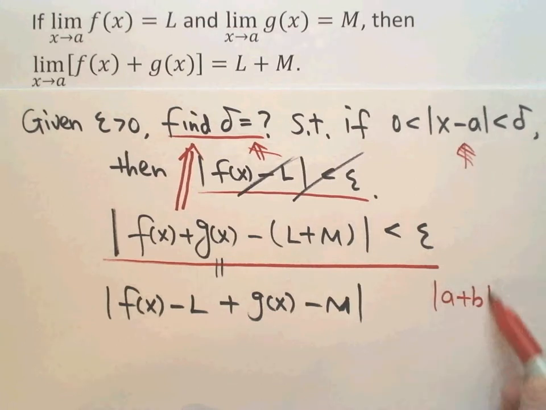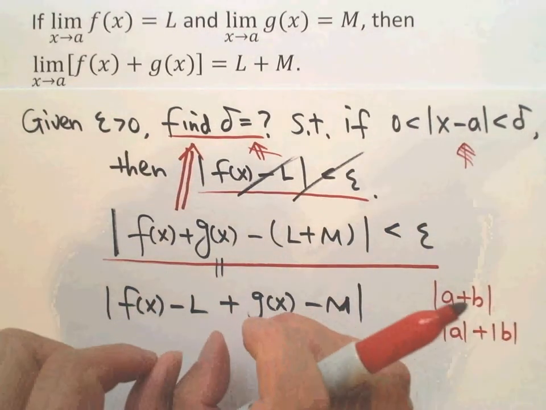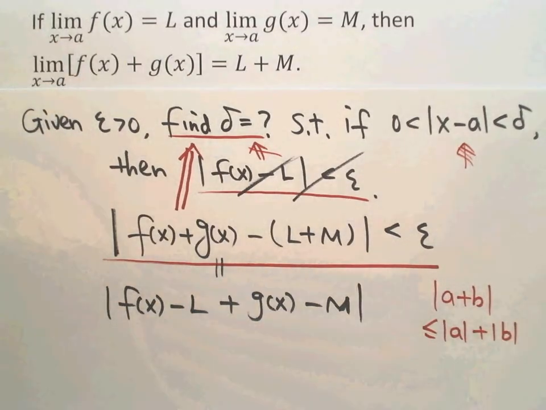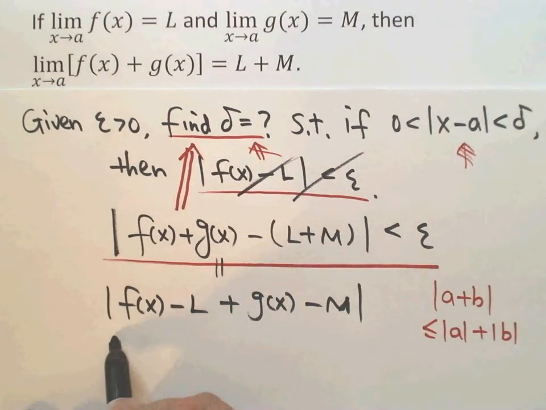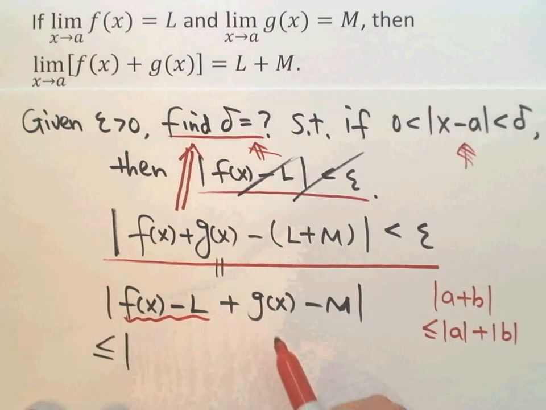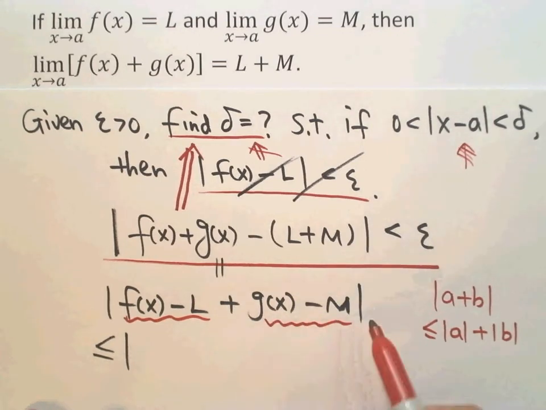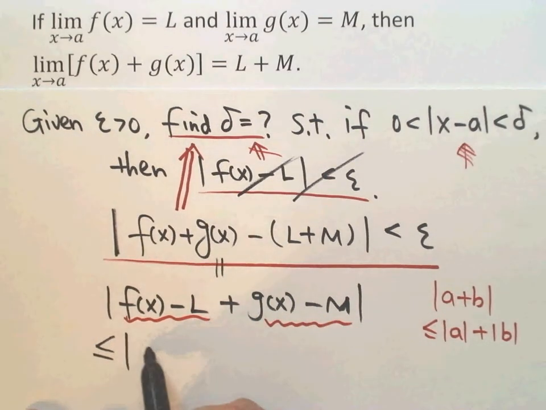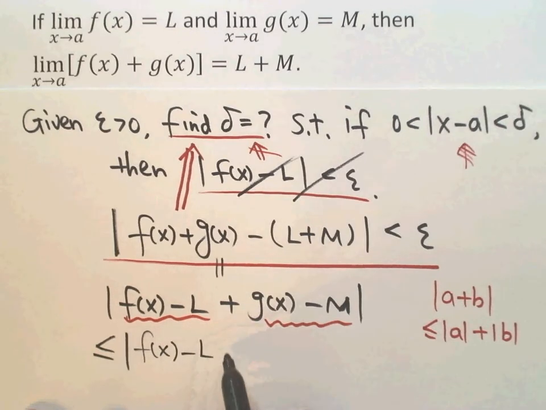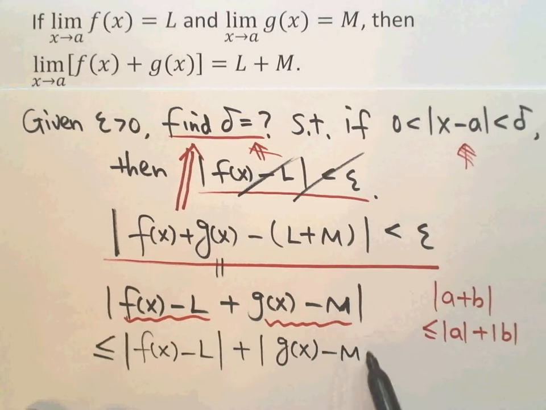Okay, and the absolute value. Do you remember the triangle inequality we have? If A plus B, the absolute value should be less than or equal to the absolute value of A plus the absolute value of B. So we can break this bigger term into two. So this should be less than: the first term is f minus L, the second term B is g minus M. Okay, good. We break it down into two.